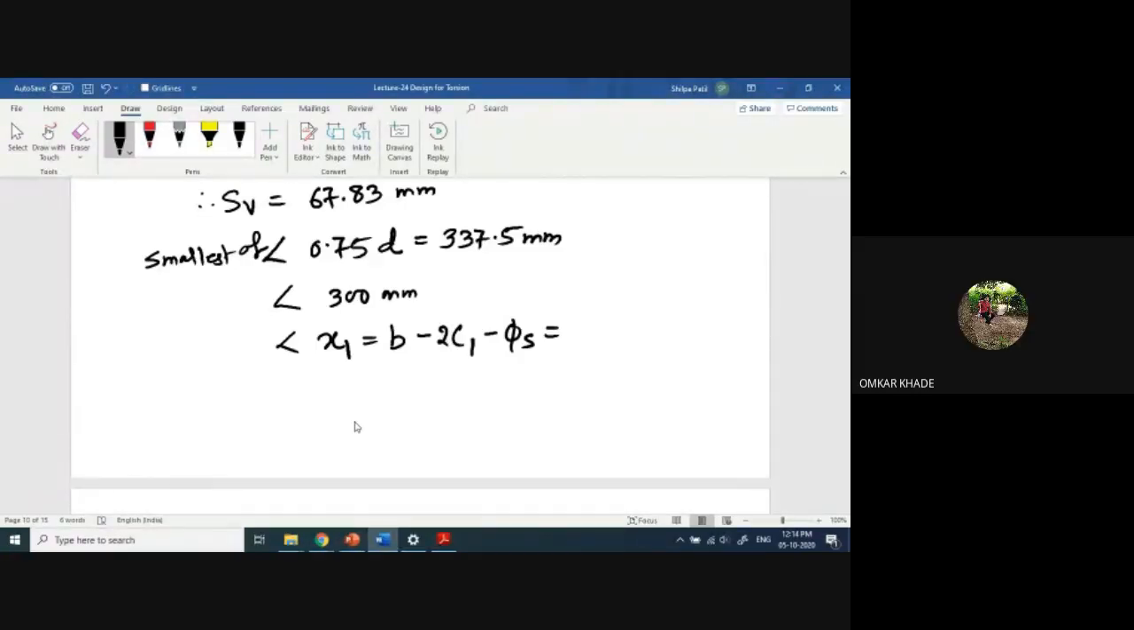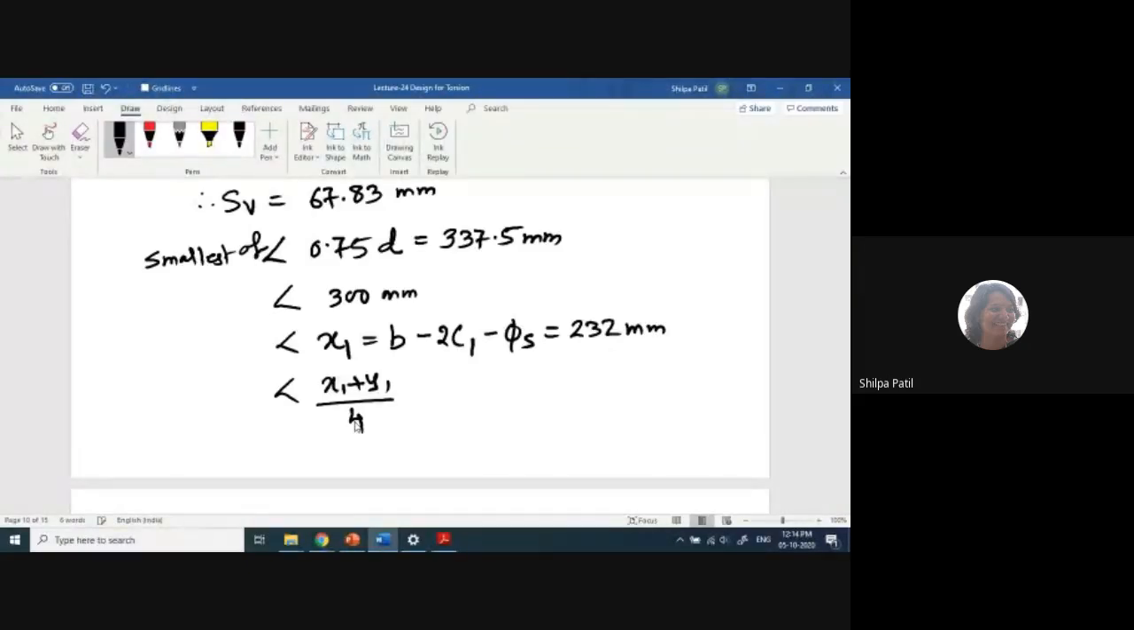232. 232 mm. And the fourth value is x1 plus y1 divided by 4. We haven't calculated y1 yet.